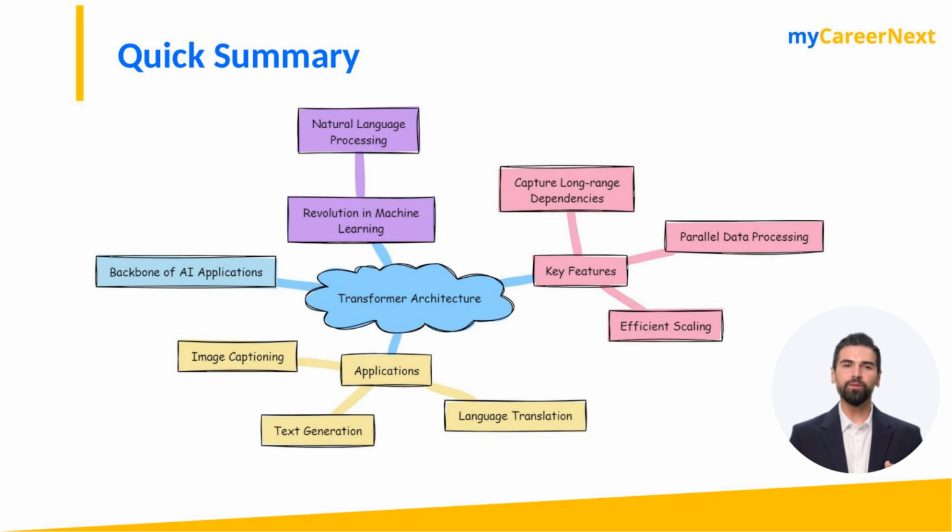To wrap up, the transformer architecture has completely revolutionized how we approach machine learning, especially in natural language processing. Its ability to process data in parallel, capture long-range dependencies, and scale efficiently makes it the backbone of most modern AI applications. Whether you're working on language translation, text generation, or even image captioning, transformers are at the heart of it all. We hope you found this breakdown of transformer architecture insightful and clear.